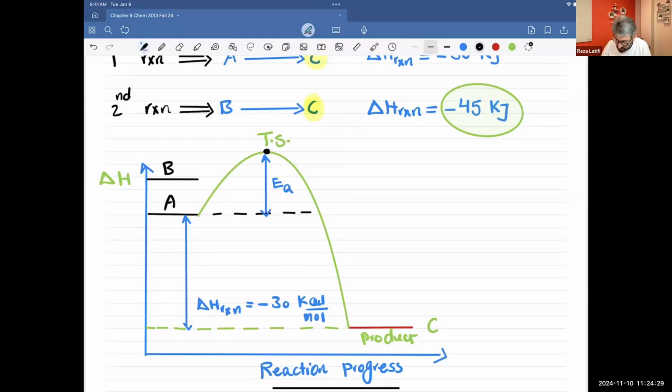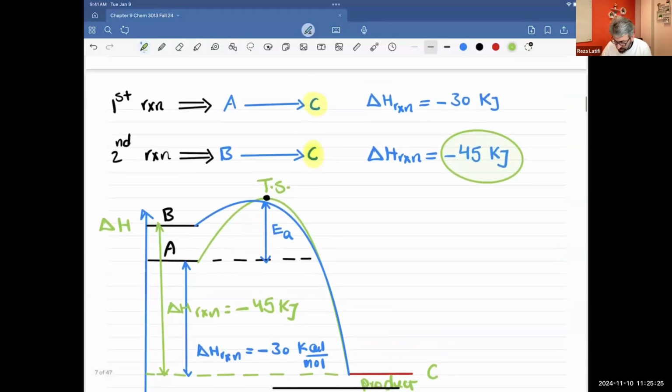Again, B is going to go through a transition state, and it can be completely different methods, and it will give us this product. Let me show it with a different color. Hope I can get it right. Okay, so imagine we got this one. Now the gap between B and C, that's going to be the delta H of the reaction, and is equal to minus 45 kilojoule. Which one of these reactions is generating more heat? Clearly the second reaction. So the second reaction is creating more heat than the first one.